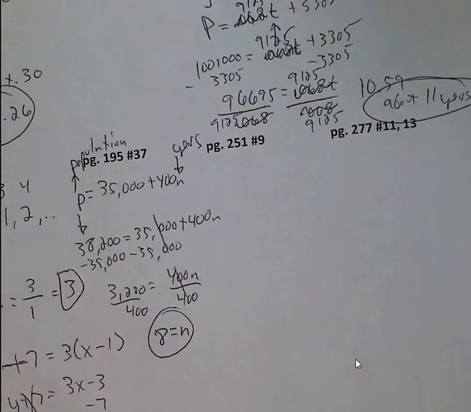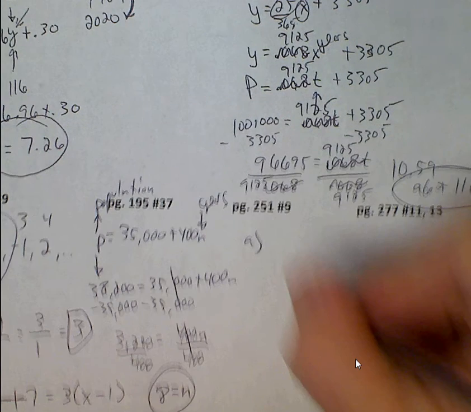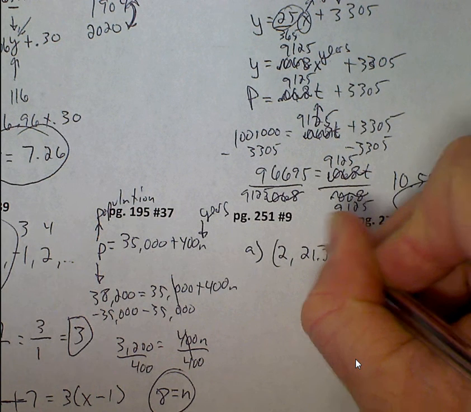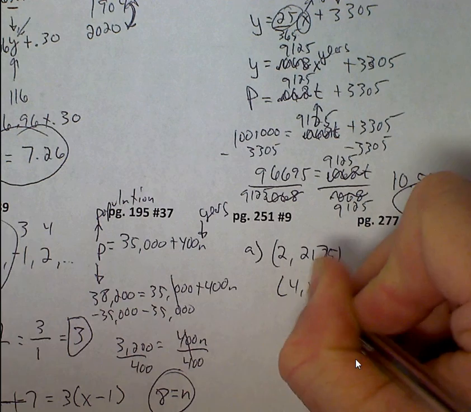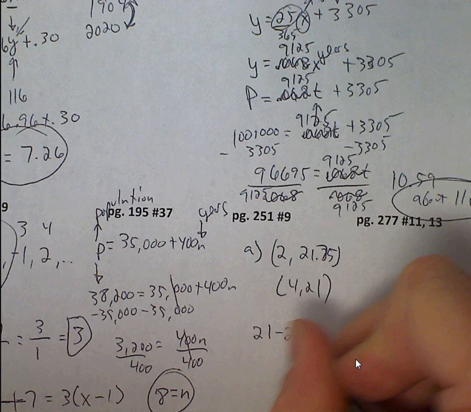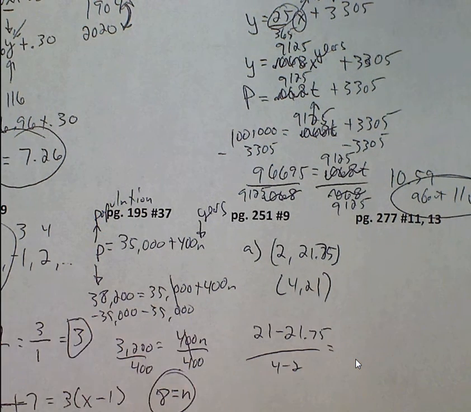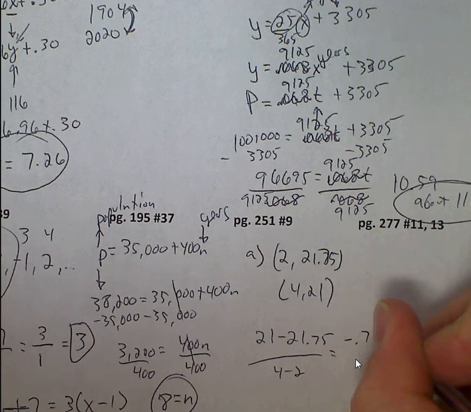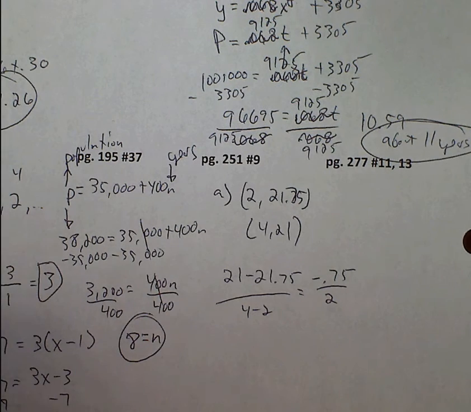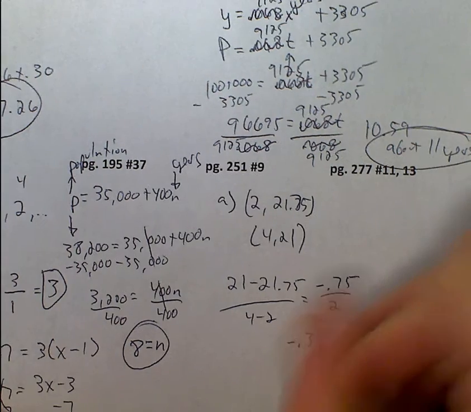So on letter A, we need to find the equation. So I have 2, 21.75. I have 4, 21. So y minus y1: 21 minus 21.75 over 4 minus 2. This would give me negative 0.75 over 2. I'm going to change this into a decimal. 0.75 divided by 2 gives me negative 0.375. That is my slope.